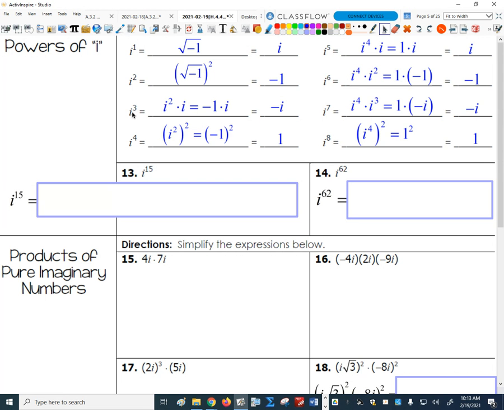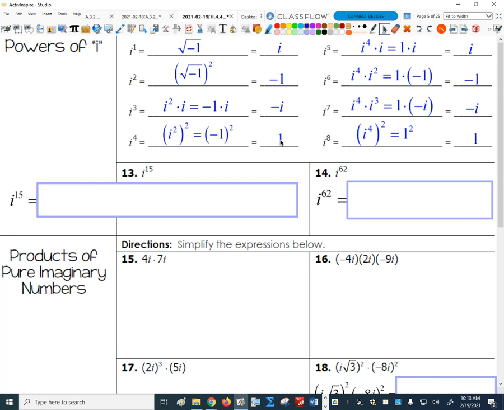i cubed, we could rewrite as i squared times i, and i squared is just -1, so that ends up being -i. And i to the 4th, we could conveniently write as i squared squared, just using properties of exponents, so I'd get -1 squared, which is 1. Everybody agree? Does that all make sense?